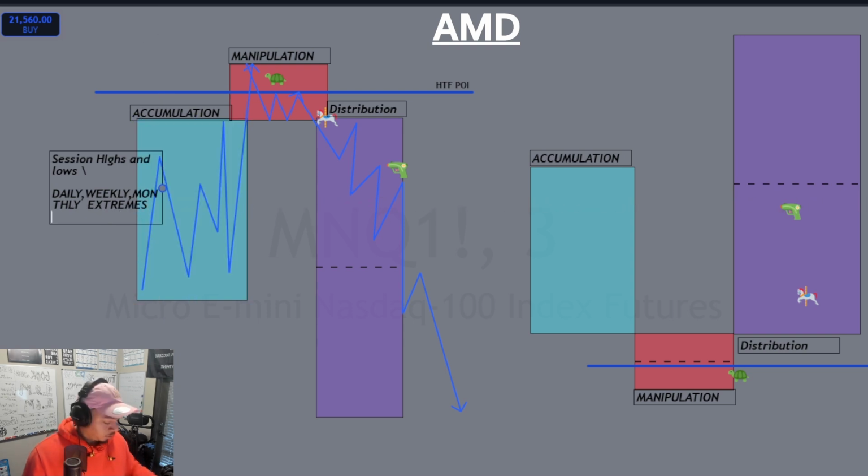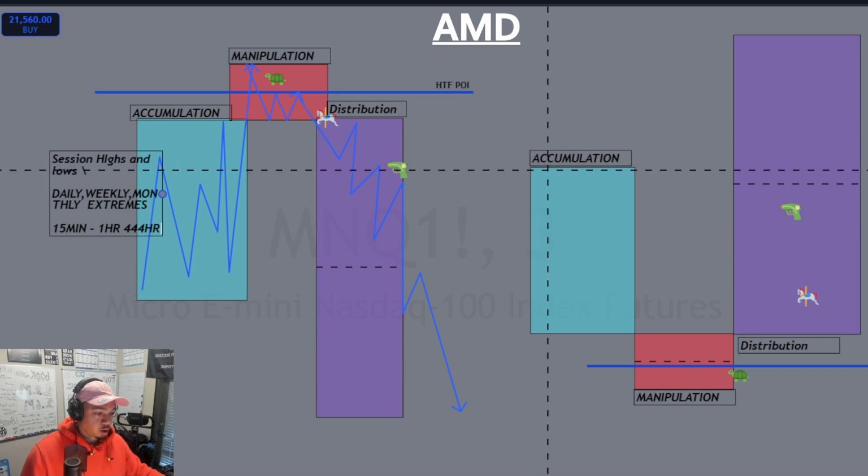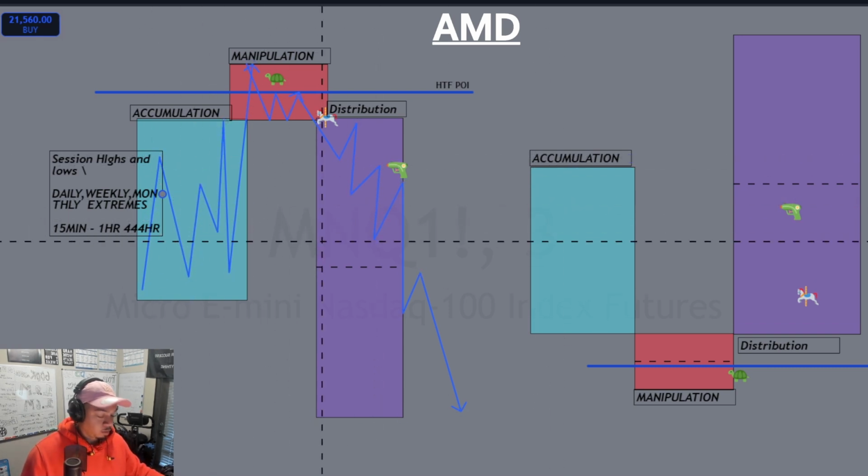Let's put it here. 15 minute, 1 hour, 4 hour. Something's wrong with my number. 4 prints a whole bunch of 4s, so I don't know what's up.